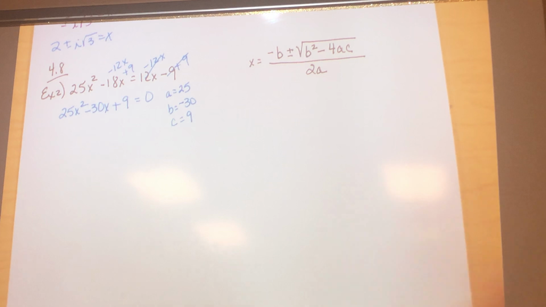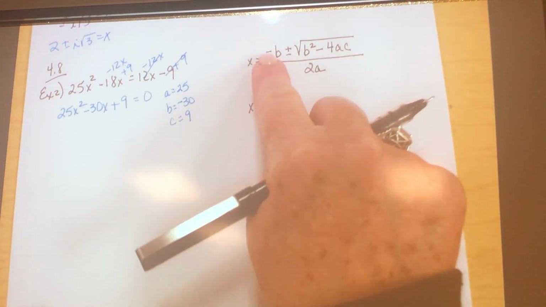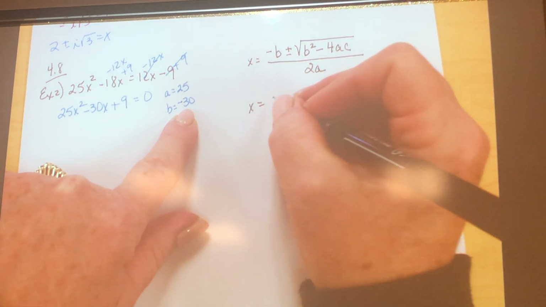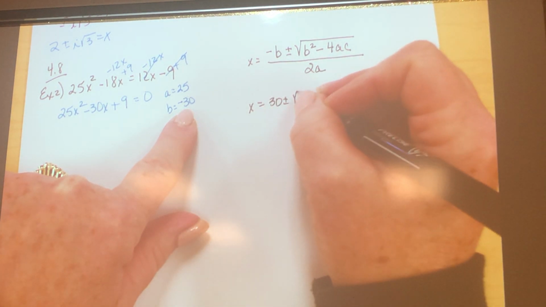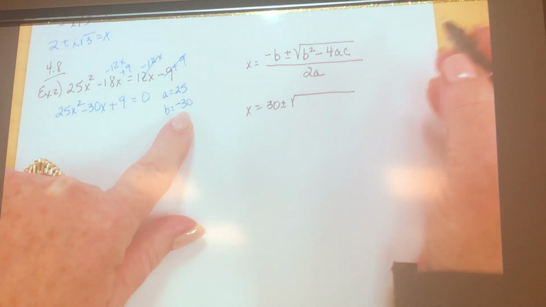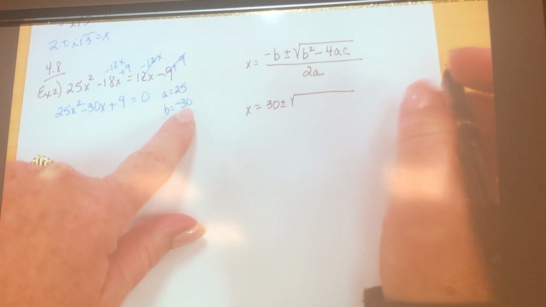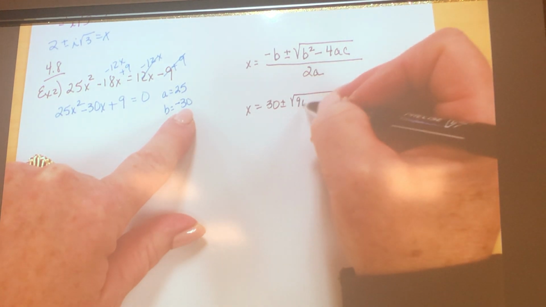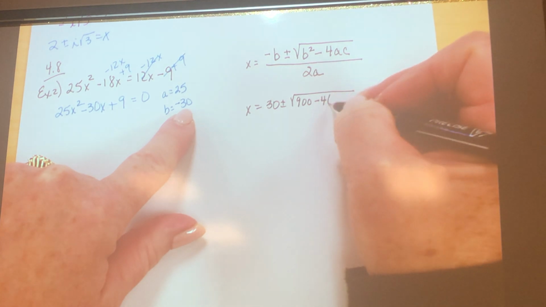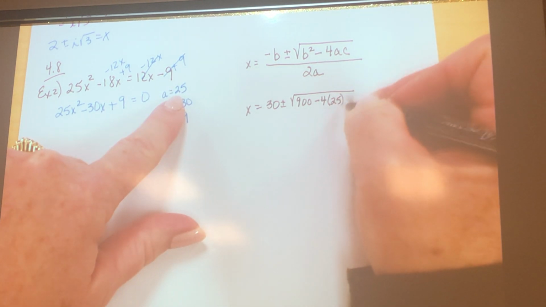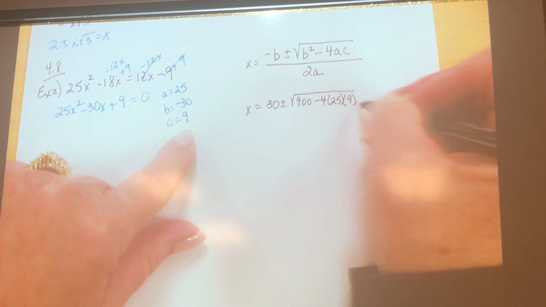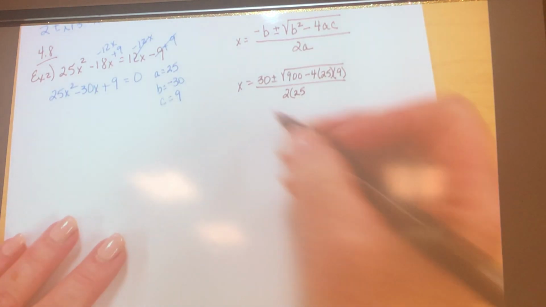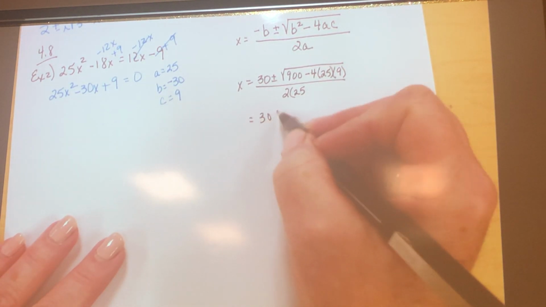Are you with me? So, x is equal to, what is the opposite of negative 30? Positive 30. Plus or minus square root of, y'all, we don't need a calculator, so you're okay. What is 30 squared? Yeah, 3 squared is 9, and you got 2 zeros, so it's 900. Minus 4 times A is 25 times C is 9. Are you with me? All over 2 times A is 25. All right, so let's work some stuff out. 30 plus or minus.